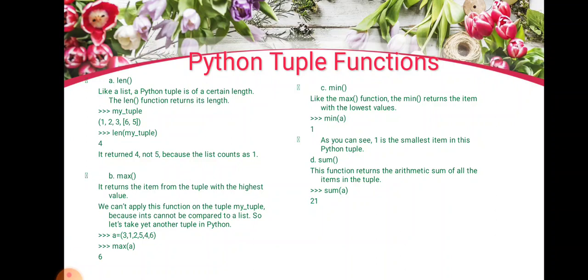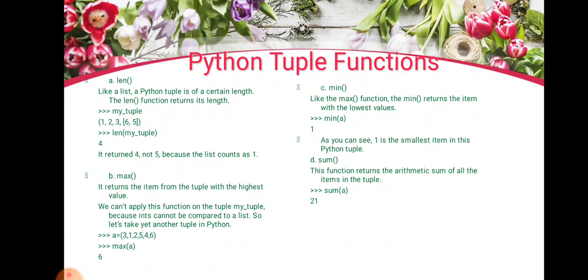Okay, so now what is the max function? It returns the item from the tuple with the highest value, the maximum value in a tuple. So consider a equals 3, 1, 2, 5, 4, 6 as a tuple. So now max of a, what is the maximum value?